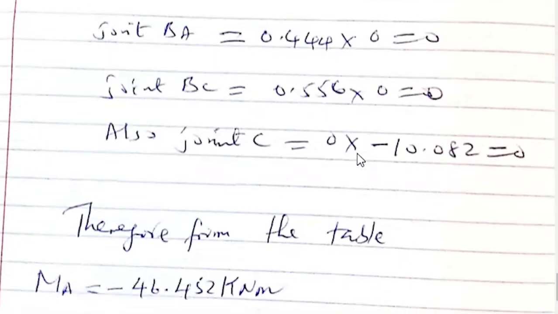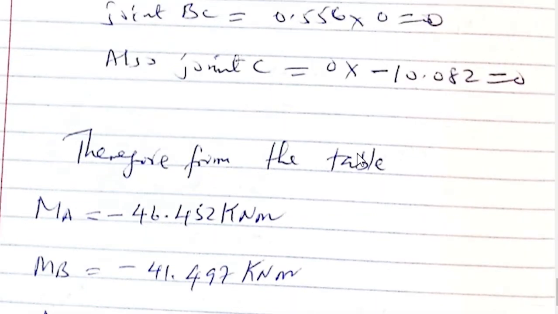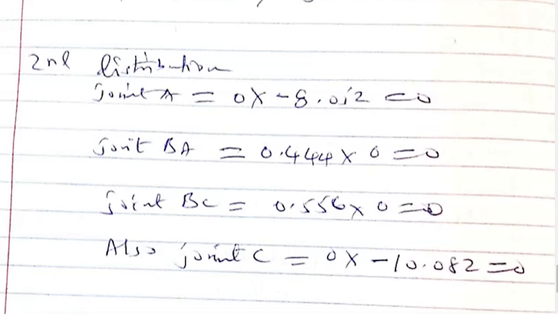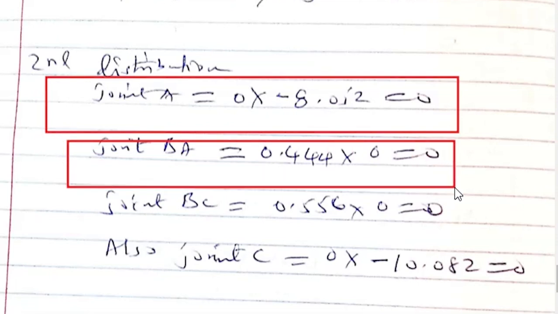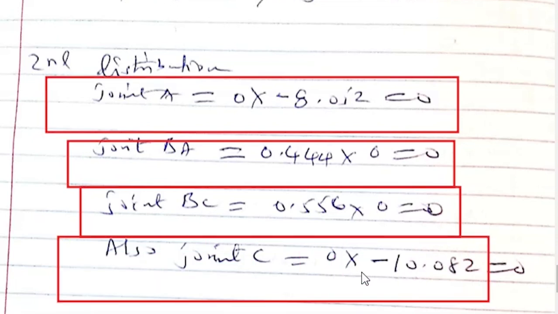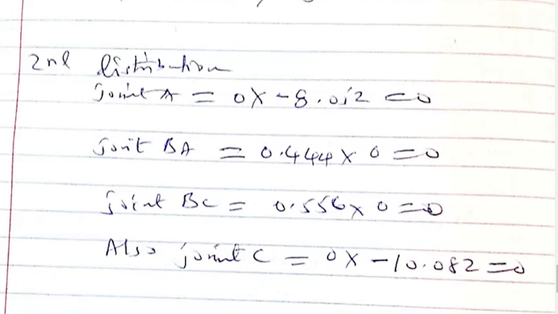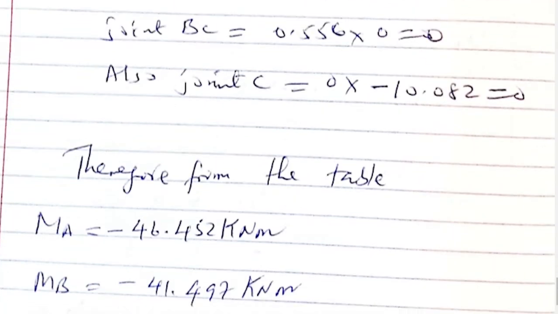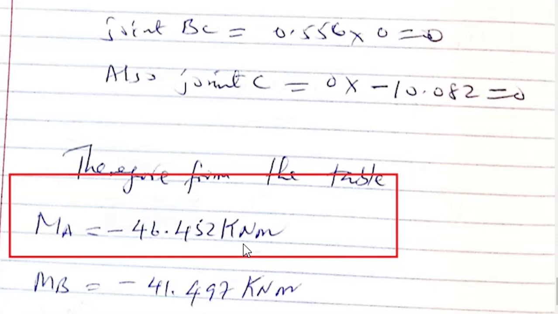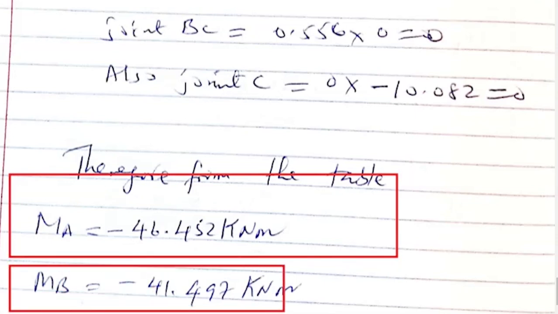Now in conclusion, from the table, as we said there, this was the second moment distribution, where all the values at the moment distribution you get 0, which is approaching 0, so the moment is already distributed. Now upon arithmetic, as we said, the joint A value is about negative 46.42 kilonewton per meter, and the joint B is about that one.